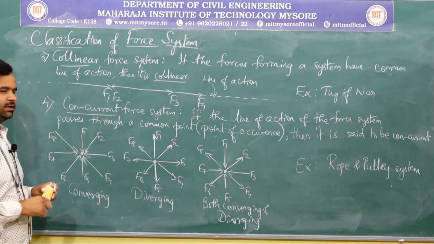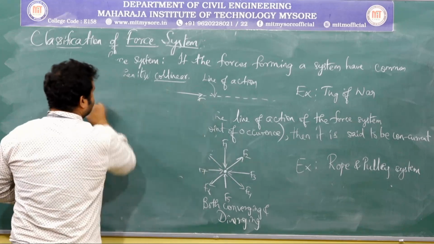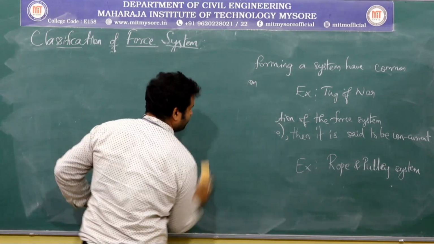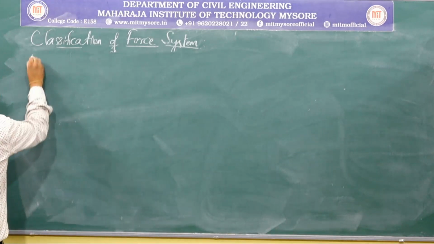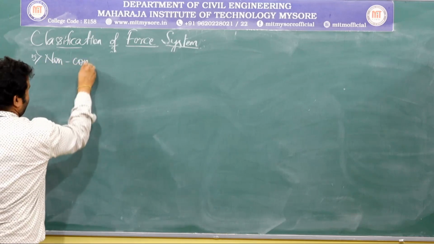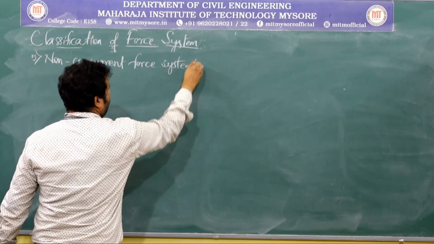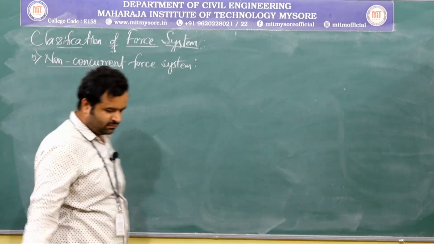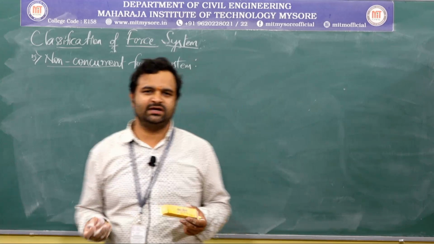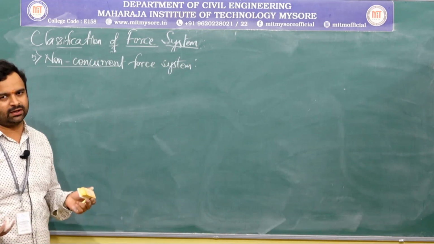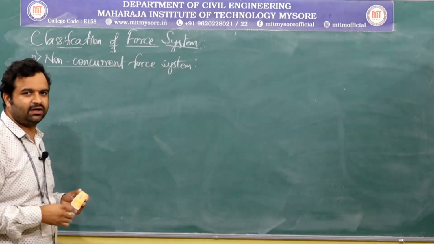Okay. And next, coming to the next classification is non-concurrent force system. So, if you have understood the concurrent force system wherein the forces were having a common point of occurrence, here to define non-concurrent, if we say there is no common point of occurrence, then it is nothing but non-concurrent. So, if the line of action of the forces do not have a common point of occurrence, then we call it as a non-concurrent force system.